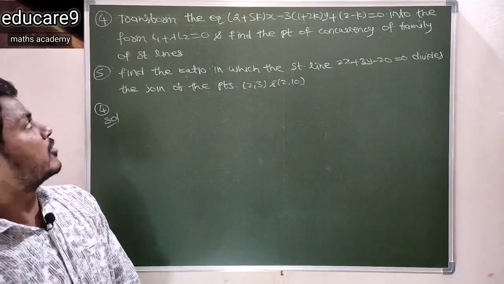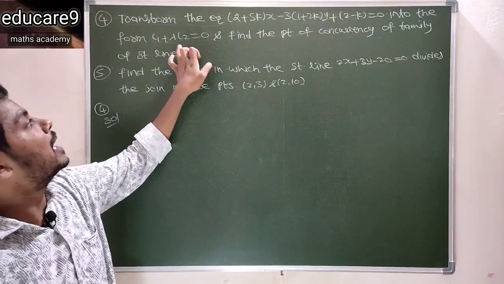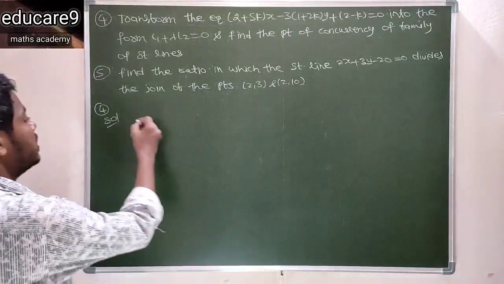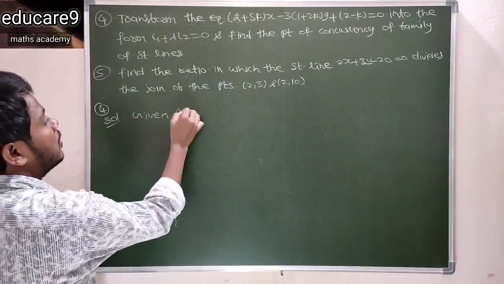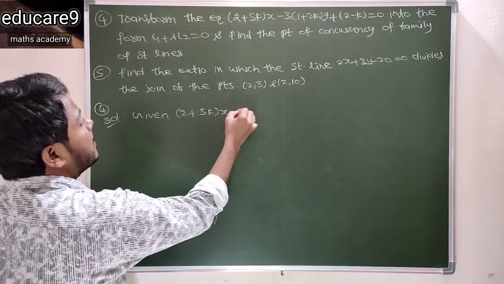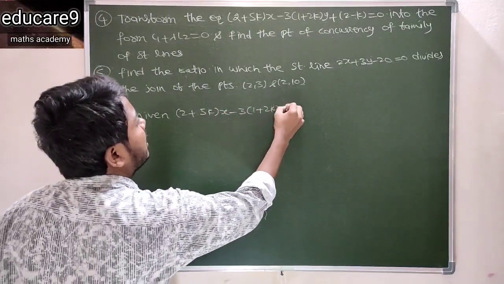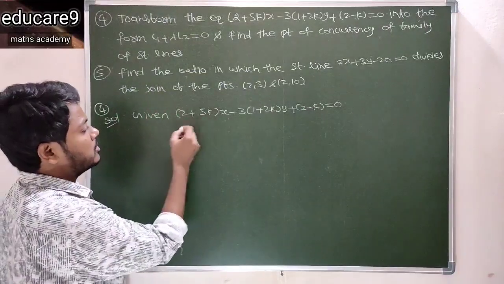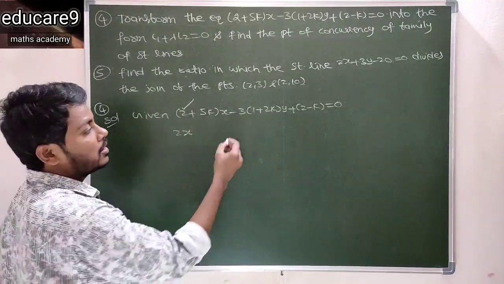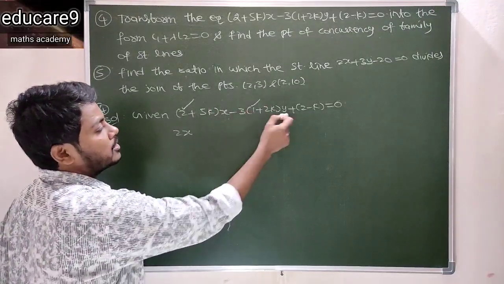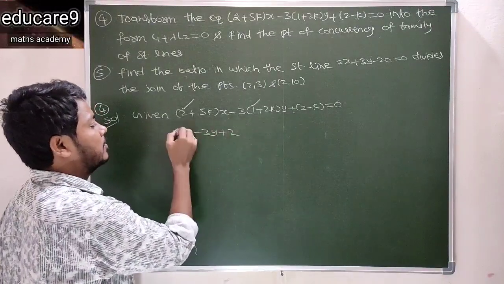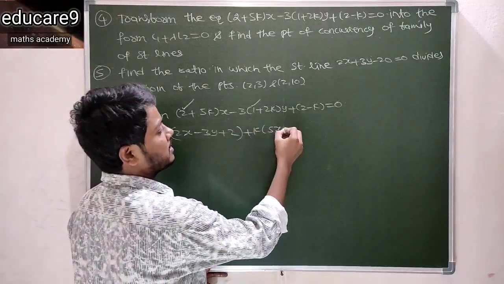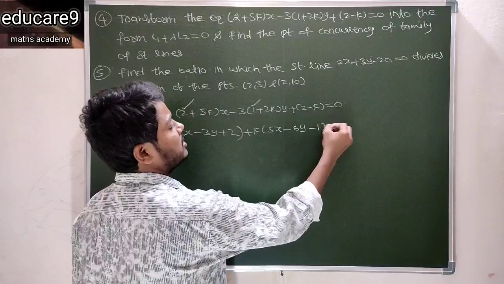So transform the given equation into the form L1 plus lambda L2 equal to 0. Find the point of concurrency of the family of straight lines. So see here, given (2 plus 5k)x minus 3 into (1 plus 2k)y plus 2 minus k is equal to 0. So see here, this is 2x, so write first this one, and here this one, minus 3y plus 2. Next, k is common, what you get? So 5x minus 6y minus 1 is equal to 0.